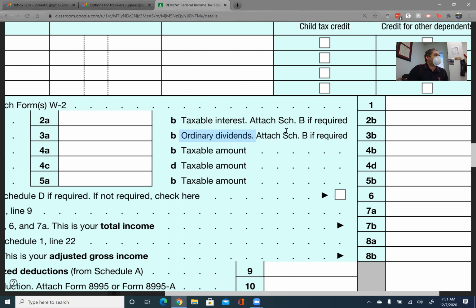Your ordinary dividend. So which line on Schedule B are you going to put there? Well, it's going on line 3b, but remember on Schedule B, we totaled up for line 4 and line 6. Line 4 was for Part 1, which covered interest. Line 6 was for Part 2, which covered dividends. Yeah, you're taking that information from Schedule B and you're putting it on here in line 3b. Okay. All right.